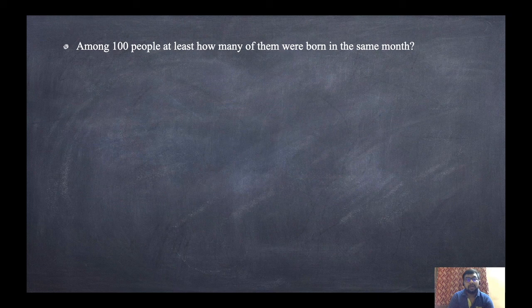Now next, among 100 people, at least how many of them were born in the same month? So here 100 people are there, and the same month. So the pigeonholes are 12 and the pigeons are 100. How 12? Because we know that there are 12 months in a year. So n equals 100 and m equals 12.